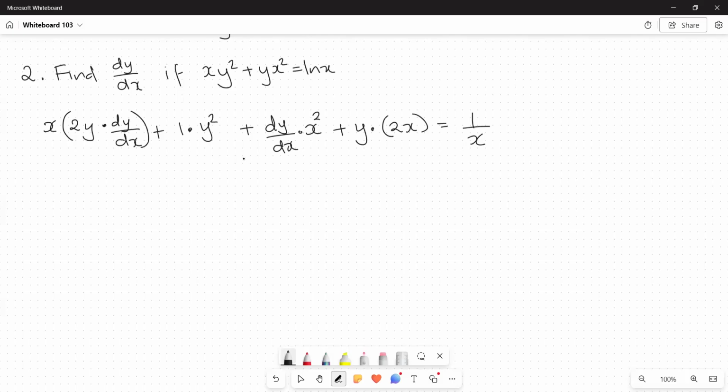And then, as always, we say all the terms with dy dx on one side. So terms without dy dx must go on this side. So we have 2xy dy dx plus 2x cubed.